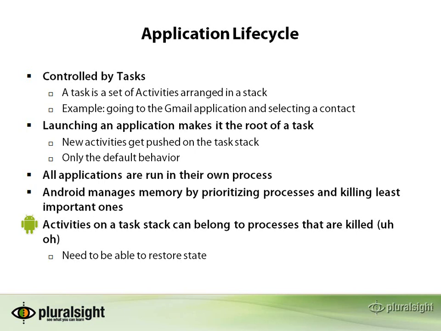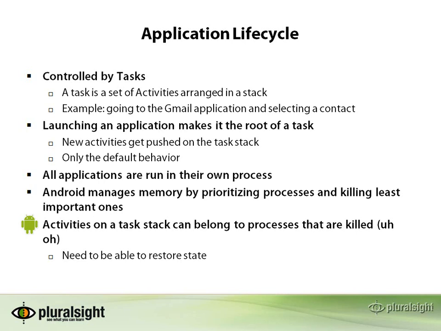And remember how we had said that tasks and processes are very different. So what can happen is we can have a task or an activity that's in a task that belongs to a process that gets killed. That task stack may have your Gmail application message and it may have your contacts. But when you go to contacts or you go somewhere else from contacts, it may need to kill that process that was running Gmail. So this could be a big uh-oh for us if we haven't thought about this.